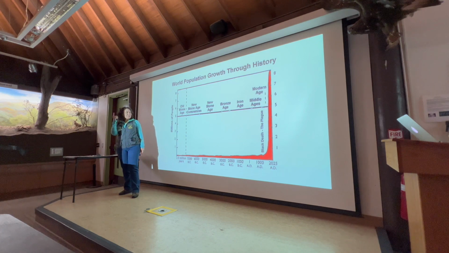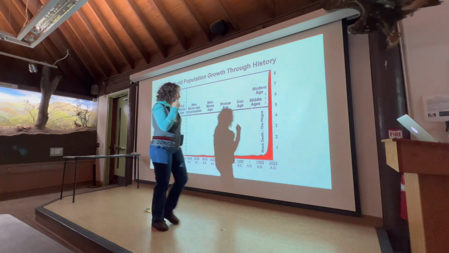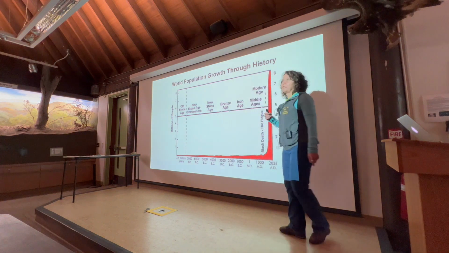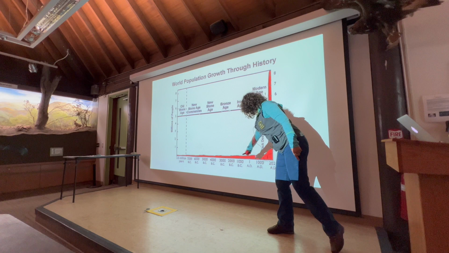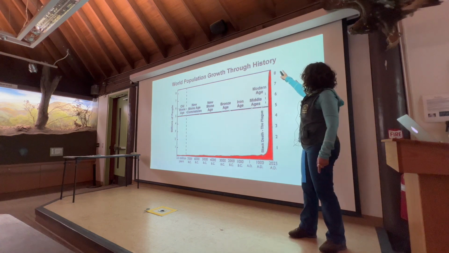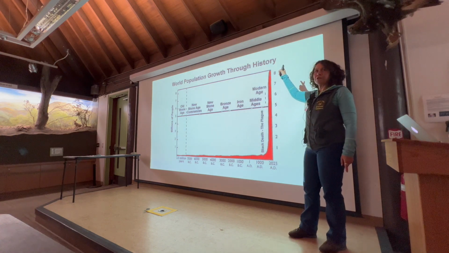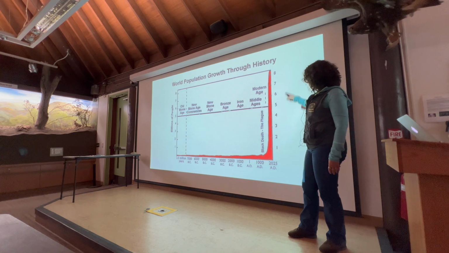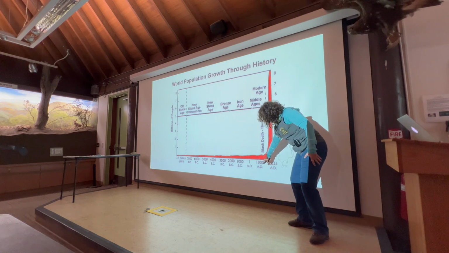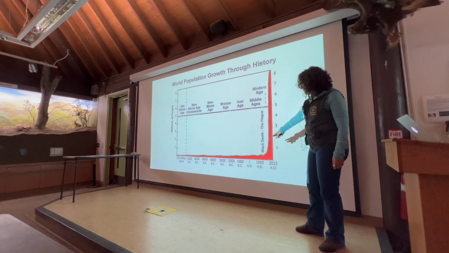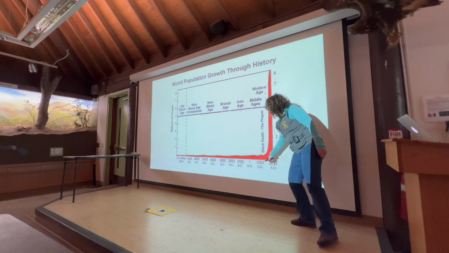So this graph, I always like to show this graph because it looks like an empty graph. It looks like they haven't put the data on it yet, right? But then you see that the data goes along the bottom and right up this side. And this is the human population on Earth. So this is 2025 here, right? 1,000 years ago, just here, right?